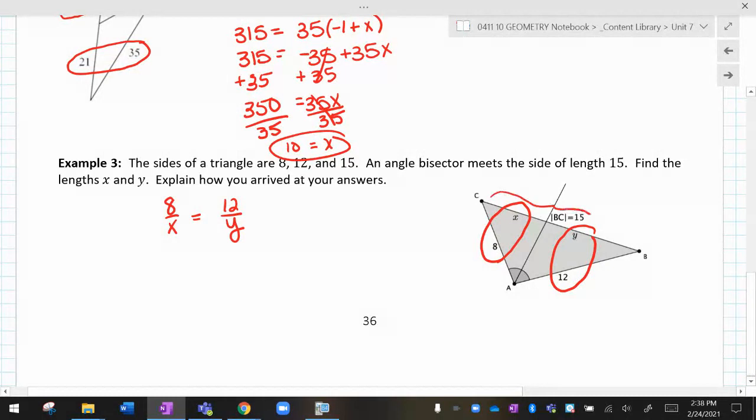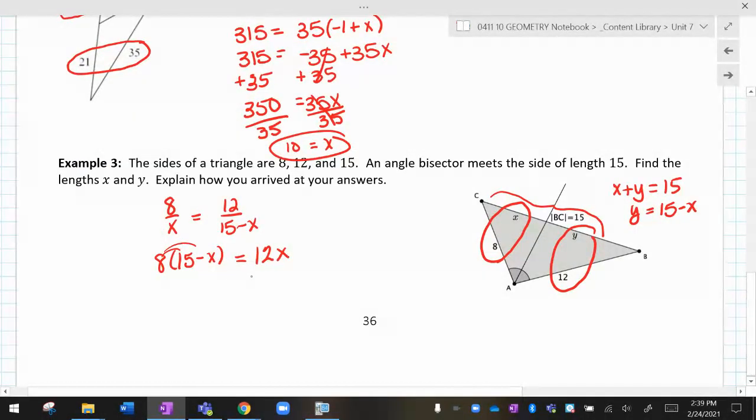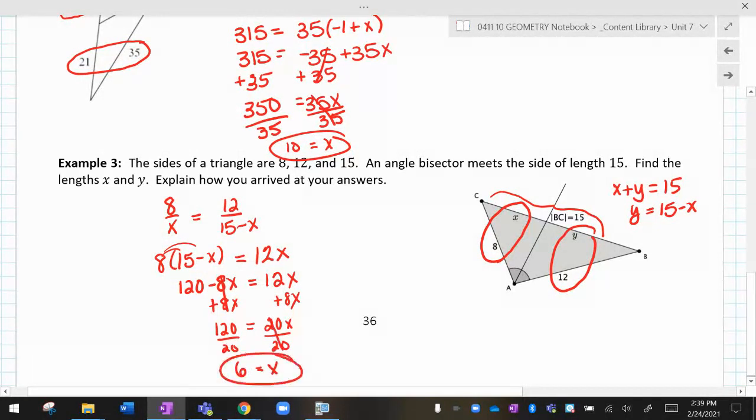But what I also know is that if this entire side is 15, that means x plus y equals 15. There we go. Which means y is 15 minus x. I can do substitution. So I'm going to erase my y and write 15 minus x instead. So I have 8 times 15 minus x equals x times 12, so 12x. I'm going to distribute my 8 here. 8 times 15 is 120 minus 8x equals 12x. I'll add 8x to both sides. 120 equals 20x. Divide by 20 and get x equals 6.